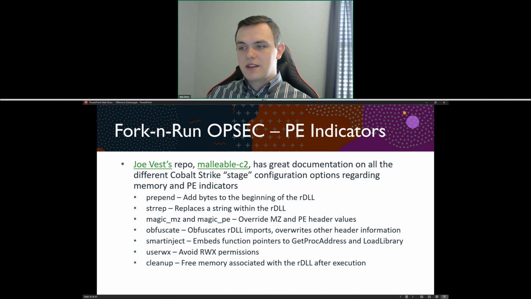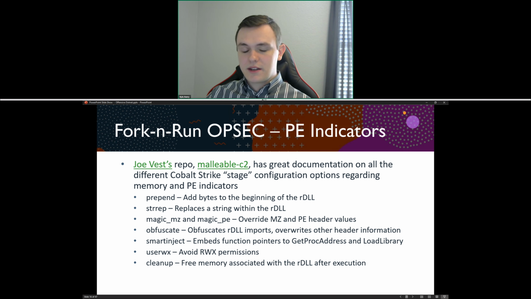You can change the MZ and PE header values with magic MZ and magic PE to be different values, so that makes it a little bit more difficult to find as well. The obfuscate setting is really interesting actually, because it does a ton of different things. It will obfuscate all of the imports. It will actually overwrite a bunch of header information. They don't really document this super clearly, but that's sort of their explanation of what it's doing.